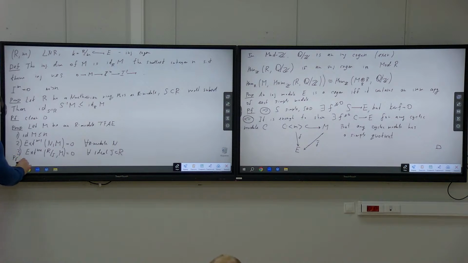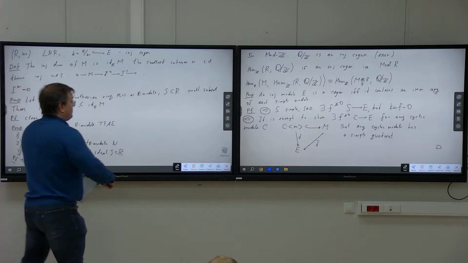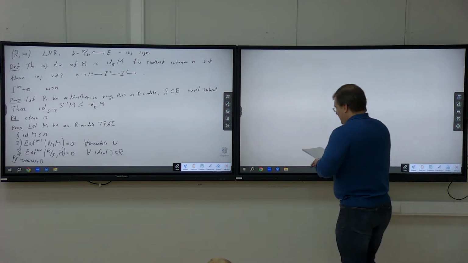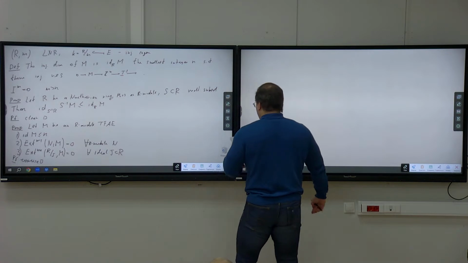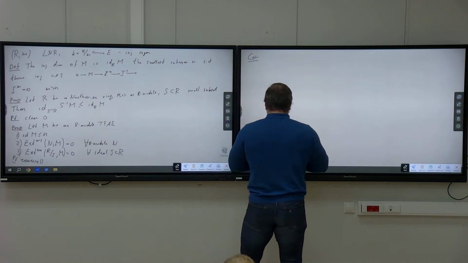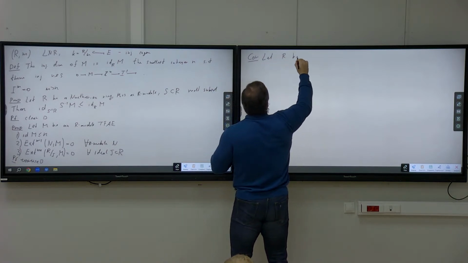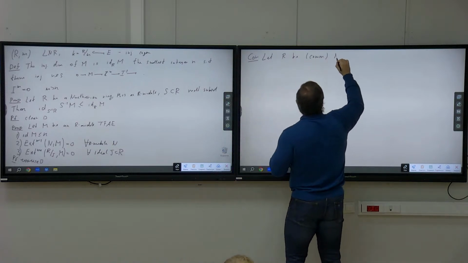The proof is left as an exercise. But that's a really simple exercise. Okay. That's a general statement for any ring, not necessarily commutative. Now let's derive from this a commutative statement. So let R be a commutative Noetherian ring.